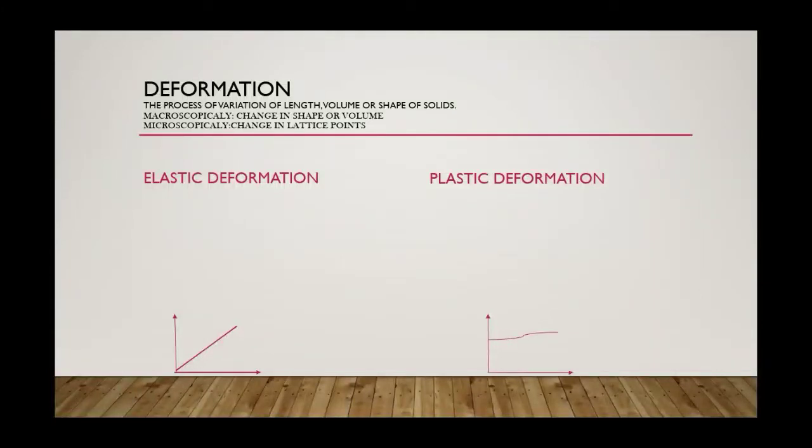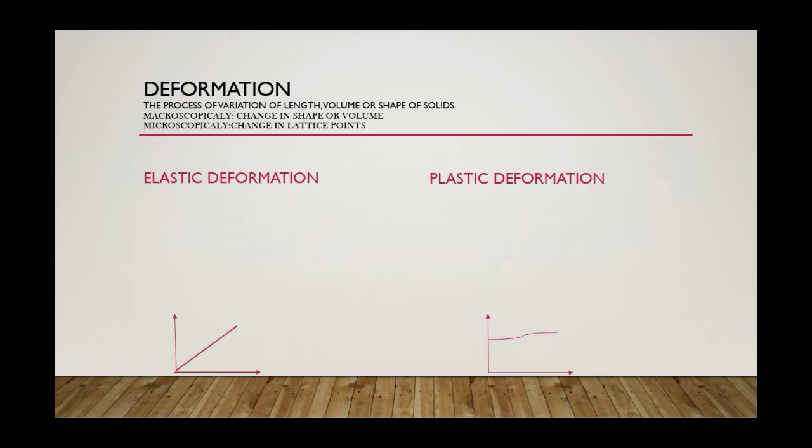Deformation is the process of variation of length, volume, or shape. It can be done macroscopically or microscopically. Macroscopically, it's the change in shape or volume. Microscopically, it's the change in lattice points. Lattice points are the points where the position of atoms are fixed in the crystal lattice.